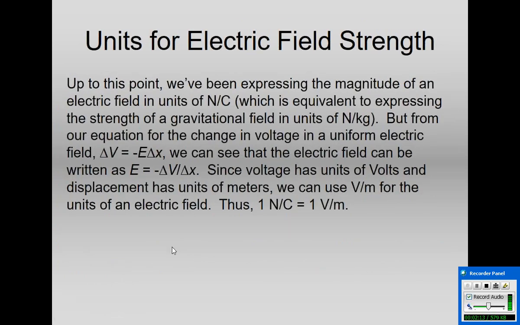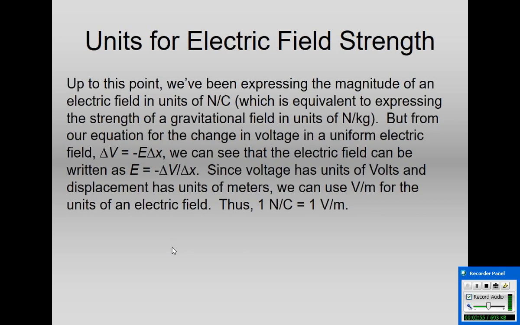The relationship between the electric field and the voltage allows us to express the electric field in units other than newtons per coulomb. Newtons per coulomb are fine, but there is an alternative set. We have this relationship that this is true for a uniform electric field, that the change in voltage is equal to minus E times the change in displacement. And with a little bit of algebra, we can say that the strength of the electric field is equal to minus the change in voltage over the change in displacement, which we've examined before.